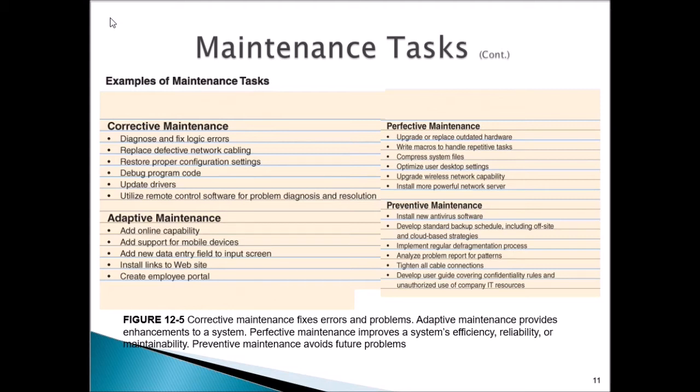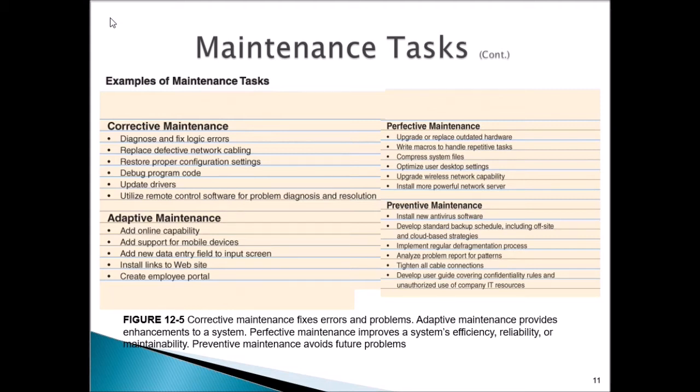Perfective maintenance involves things like upgrading or replacing outdated hardware, writing macros or scripts to handle repetitive tasks. I would think you'd use scripts more than macros. Compress system files, optimize desktop user settings, upgrade wireless capabilities, install newer and better servers. So this is the kind of thing that makes the system better and more powerful as time goes on.